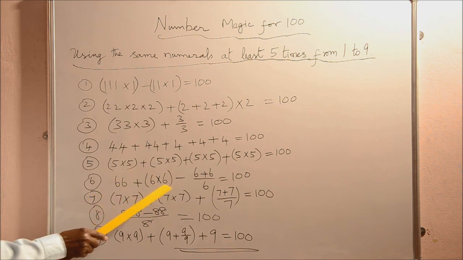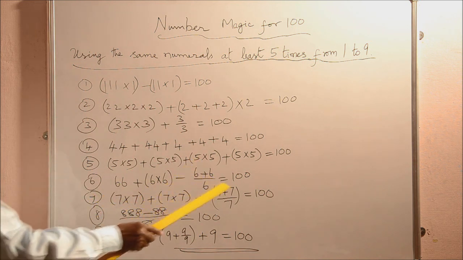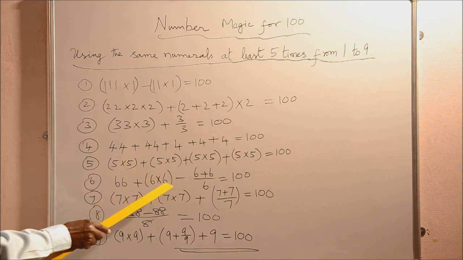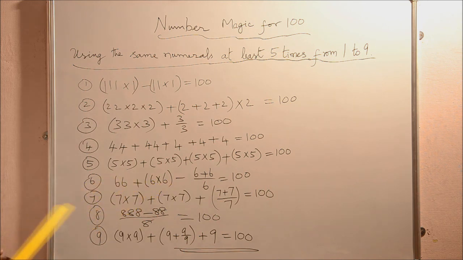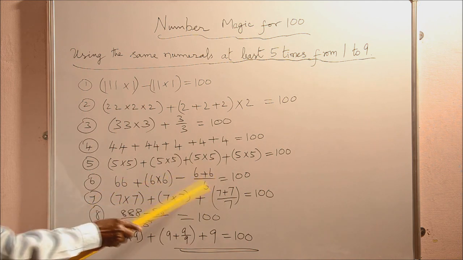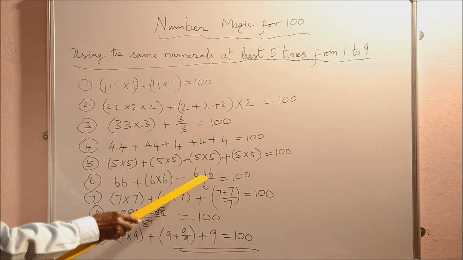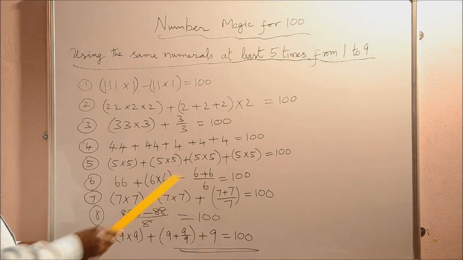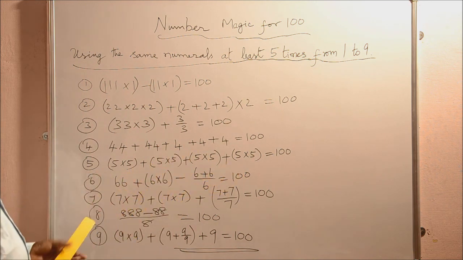Now, coming to the 6th example, using the numeral 6 only. 66 plus 6 into 6 minus 6 plus 6 by 6 makes up 100. How? 6 into 6 is 36. Then 6 plus 6 by 6 equal to 12 by 6, that is 2. Therefore, 66 plus 36 gives you 102. Then minus 2, 102 minus 2 gives 100.